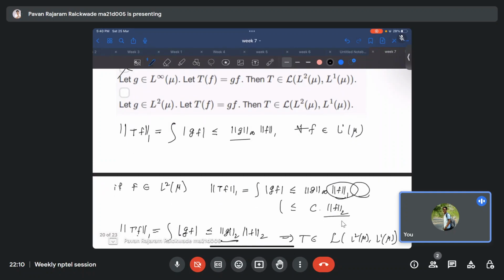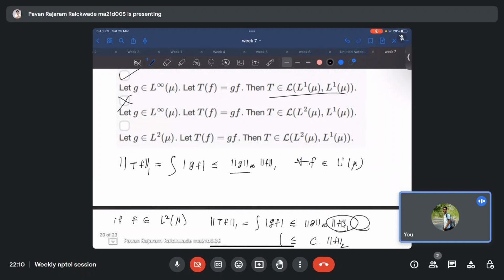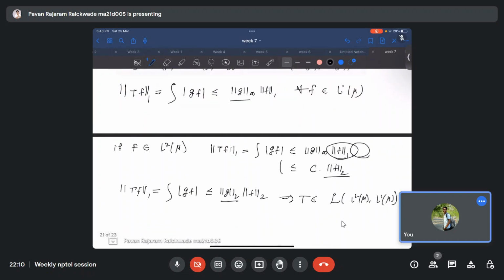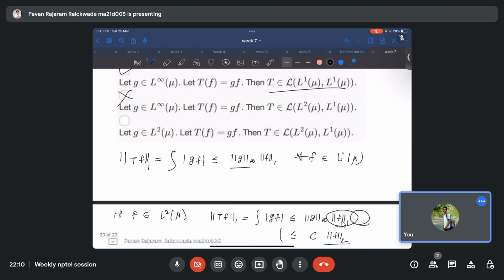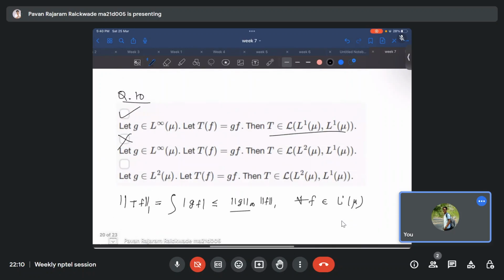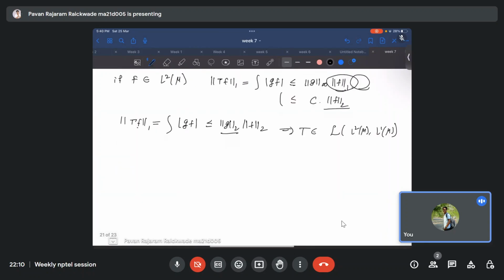All the functions are well defined, that's clear straight away because of this inequality. It's finite and a linear operator. So the third one is also correct. So this is done. Assignment 7 is done.